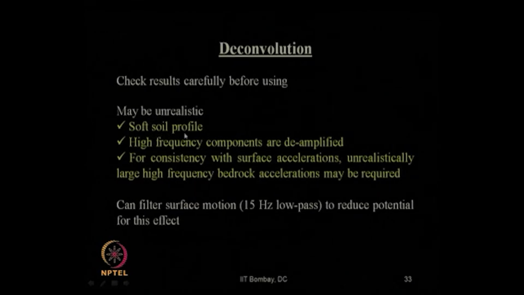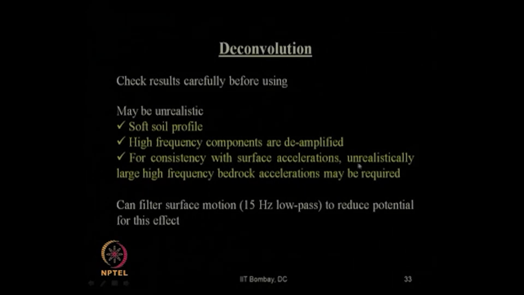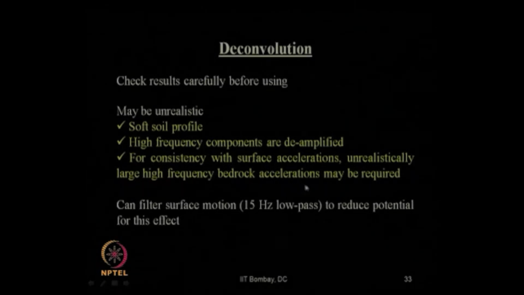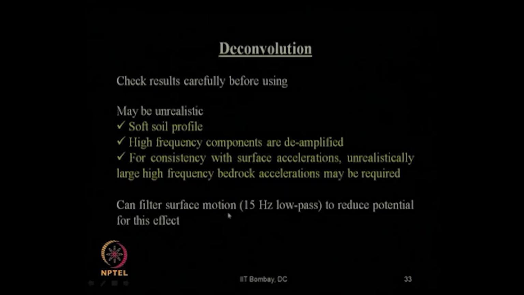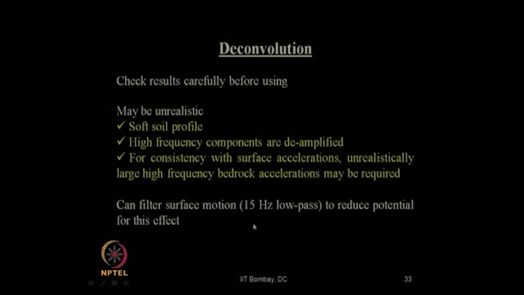Like for a soft soil profile, high frequency components are getting de-amplified, whereas for consistency with surface accelerations, unrealistically large high frequency bedrock accelerations may be required. So, in that case, to check the deconvolution, you can use a synthetic time history also. Instead, if you do not have a real earthquake motion, to check the deconvolution for your soil layer, you can use a synthetic time motion. So, it can filter surface motion below 15 hertz frequency to reduce the potential for this effect.